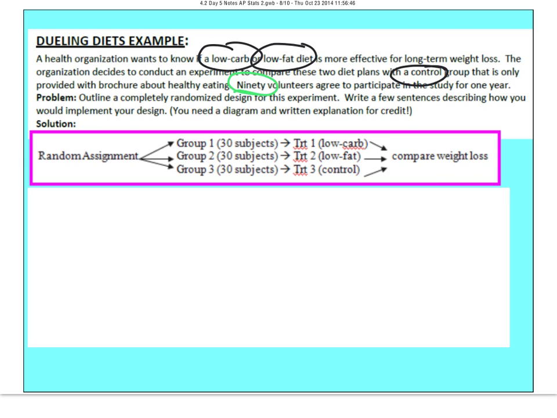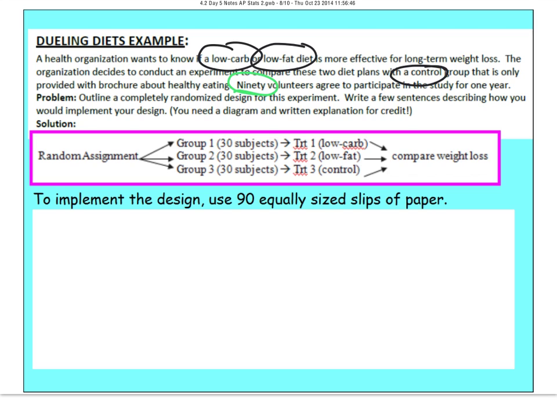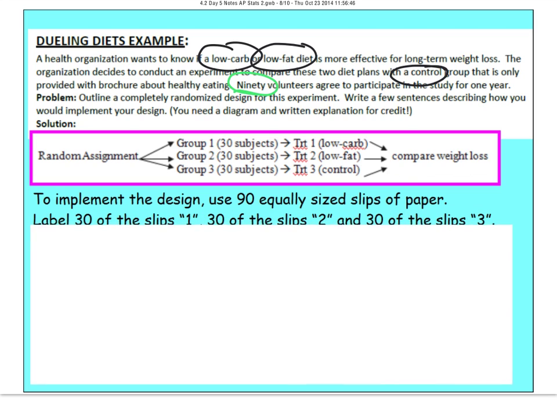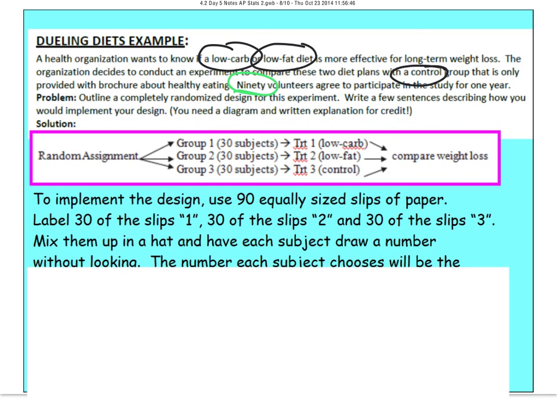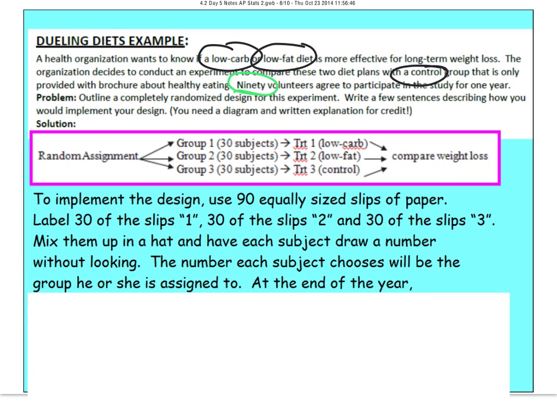Now let's put some words to it. To implement the design, use 90 equally sized slips of paper. Label 30 of the slips 1, 30 of the slips 2, and 30 of the slips 3. Mix them up in a hat and have each subject draw a number without looking. The number each subject chooses will be the group he or she is assigned to.